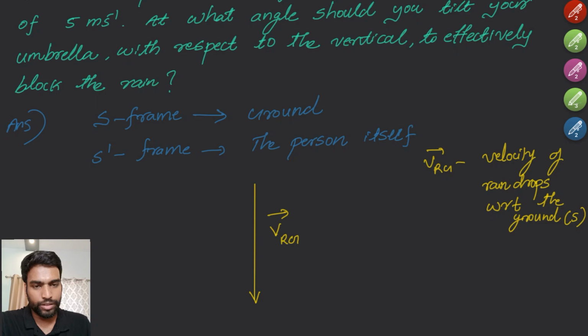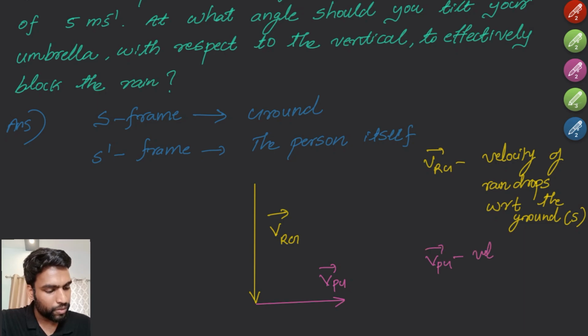Now the person is walking forward, let's say towards the east direction. Now we can denote that vector as VPG. Good. So let me draw that VPG. So VPG is velocity of the person with respect to the ground.